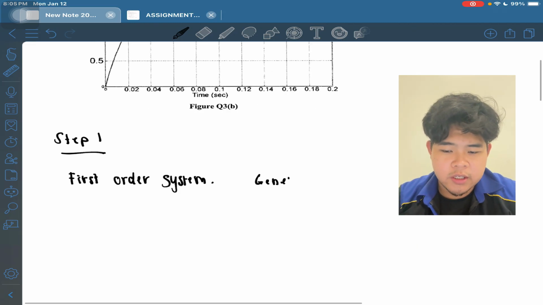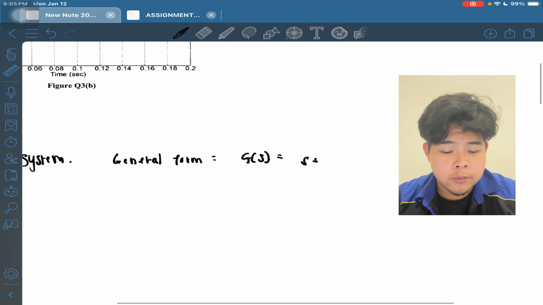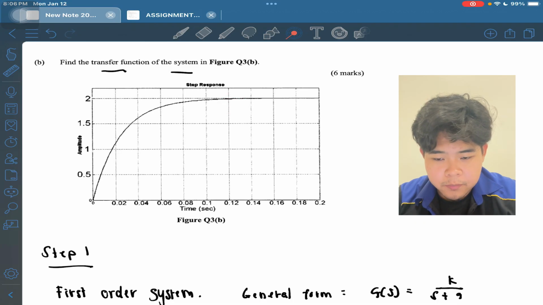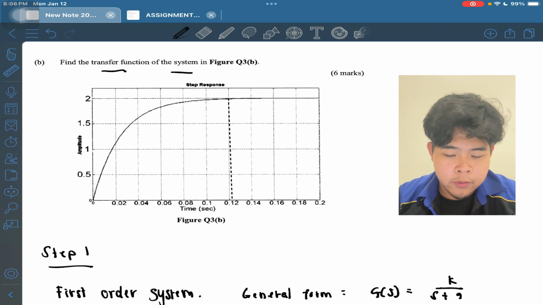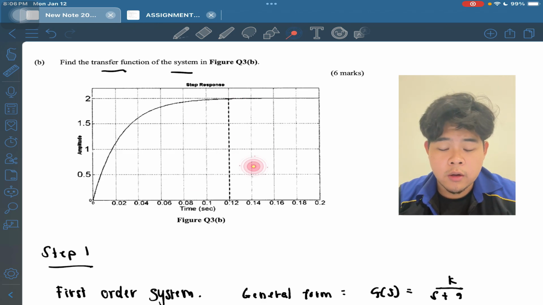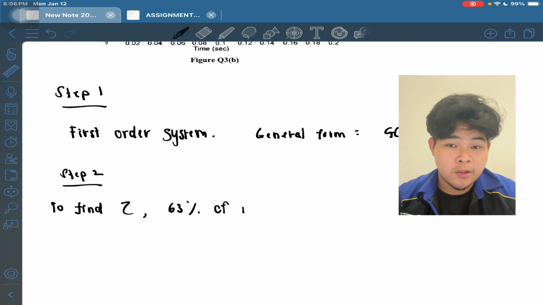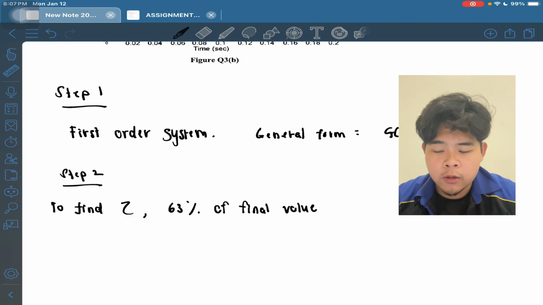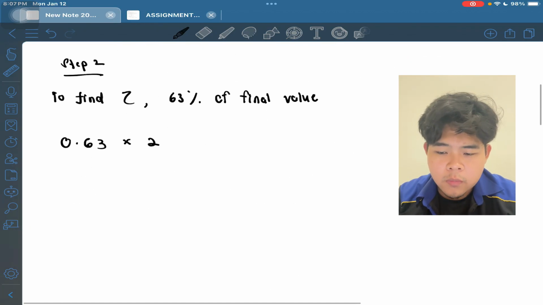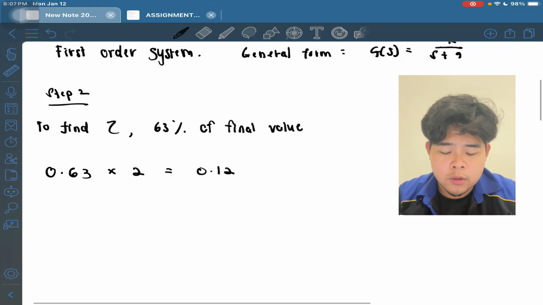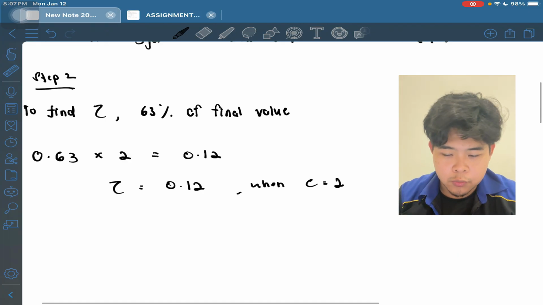So then we can proceed with the general form. Okay, so the general form which is G(s) equals K over s plus a. Okay, and then for step 2, we have to find tau, or time constant. As we know earlier, tau or time constant is 63% of the final value. So we know that 63% is 0.63, and the final value, the amplitude settles at 2 in the graph. So 0.63 times 2, we have 0.12, and that is tau. So tau equals 0.12 when C is equals to 2.